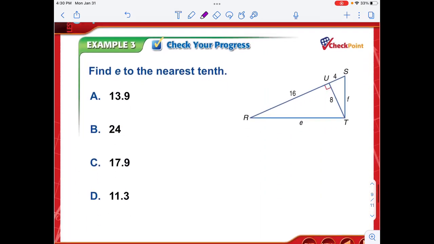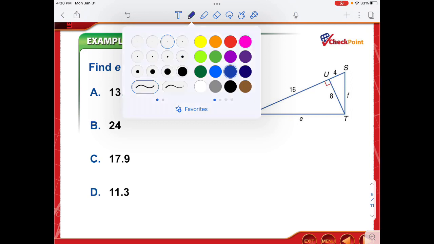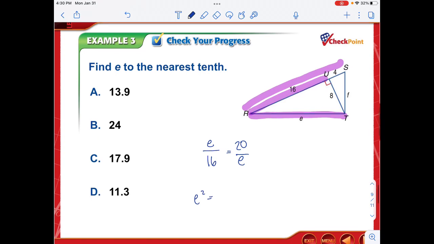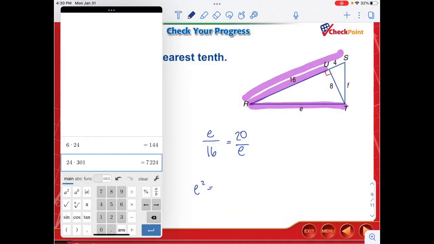This next one, you'll notice they don't actually ask us to do a reduced radical. We can see by the answer choices that it's either going to be just a decimal or a whole number. So we can go ahead and set that up. And we only have to solve for E. So even though F is in the picture, we don't have to do that. So E is a leg of the gigantic triangle, so it will be our repeated piece. And then we are going to do the corresponding piece, 16, over the whole thing, 20. So we have E squared equals, let's see, what's 16 times 20?